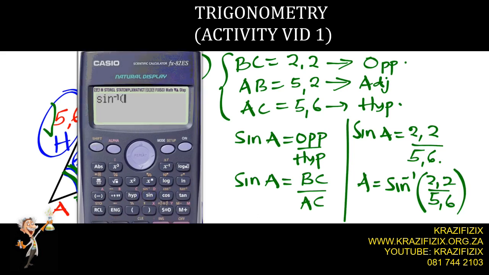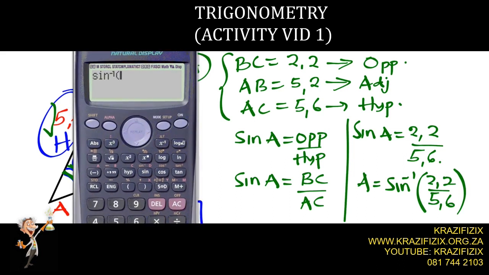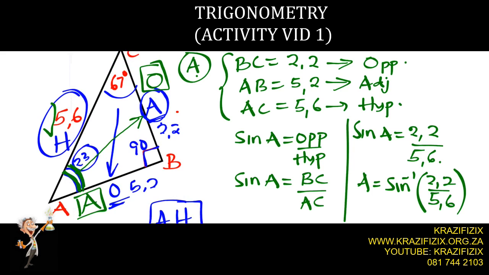I'm sure you remember how to get the shift sine there. And then you put the whole thing in brackets, 22 over 56. The more you round off, the more you move away from your answer. And that's our answer there, 23.1, which is very close to the 23 that we got. So A is 23.1 degrees. Beautiful.